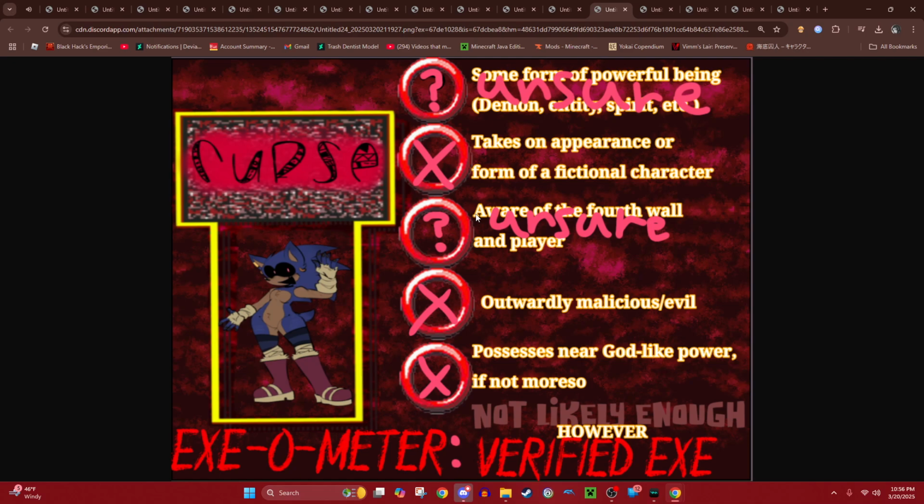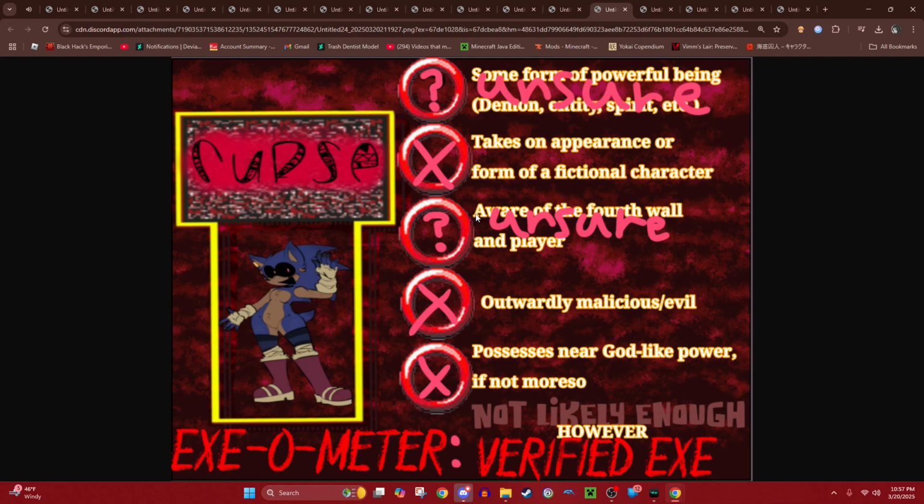Next, the fourth box, the ring. The fourth ring. Are they outwardly malicious or evil? No. Curse is not evil, like outwardly. Curse is not malicious. Curse is just a happy being. Like, it's adorable. He's precious. So, that is an absolute no. But just bear in mind, you don't have to be outwardly malicious or evil to still be an EXE. You can not be those things and still be an EXE.